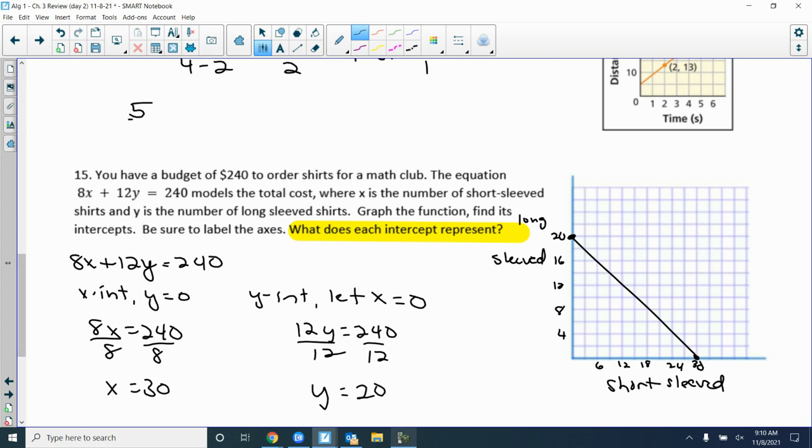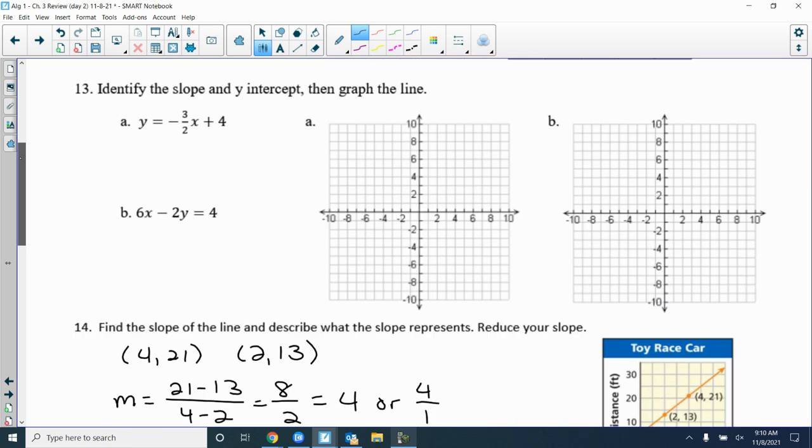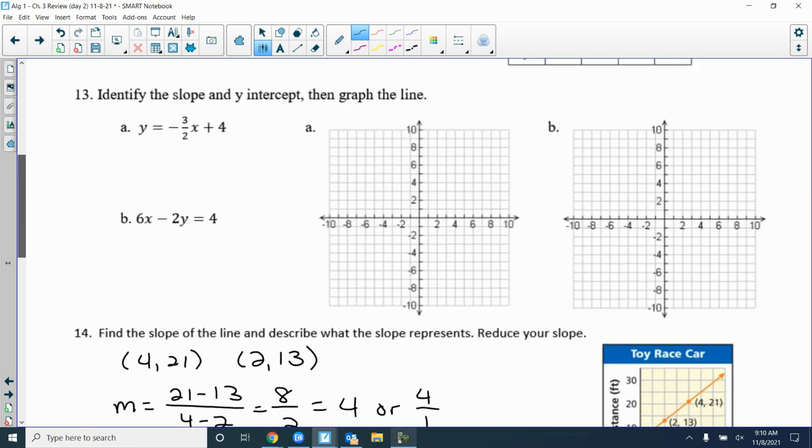All right, think about this. What if I came down with an answer of 5 over 2 for this same problem? What would you interpret that to be? 5 over 2. The car is traveling at a rate of 5 feet every 2 seconds. That's what that means. Okay, so 4 feet every 1 second. Incorporate both numbers.